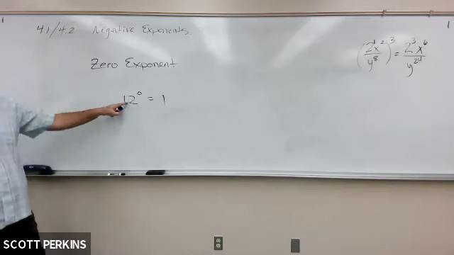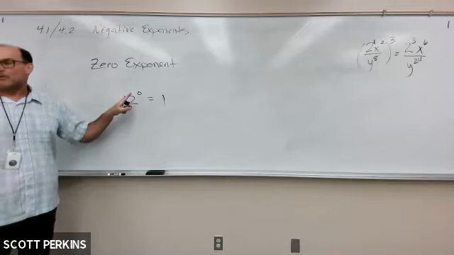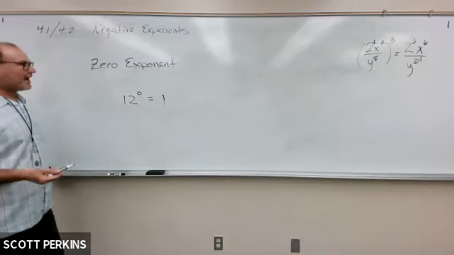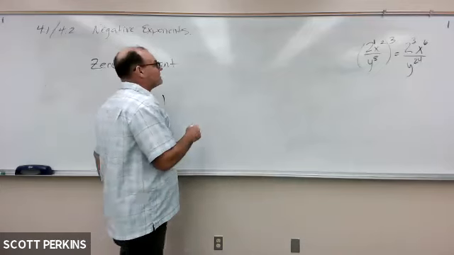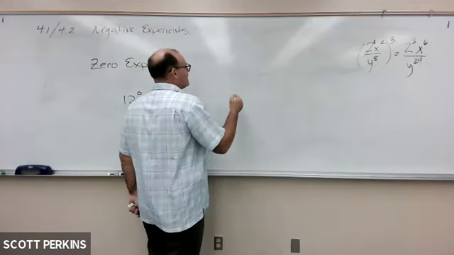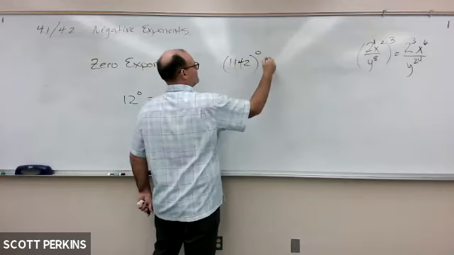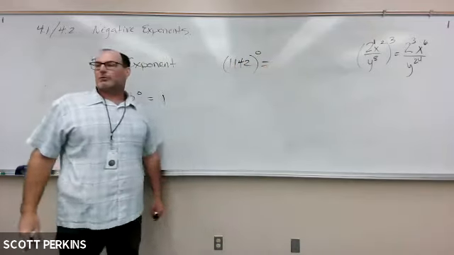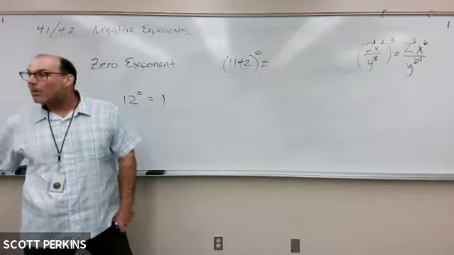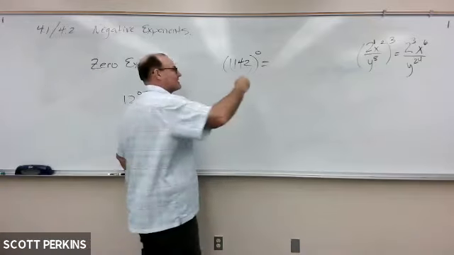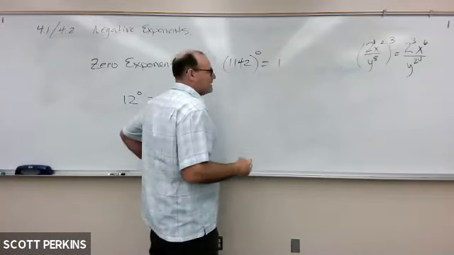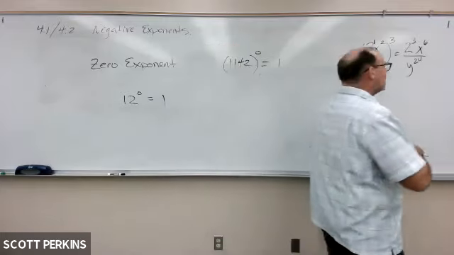Most common mistake. You're not multiplying these numbers together. That's why I asked the question. So if I give you this on the test, which I might, so good to be paying attention. If I say, what's 1,142, but I'm going to raise it to the 0 power, then you are going to write down that the answer is 1. Yes, perfect. Anything to the 0 power is 1.